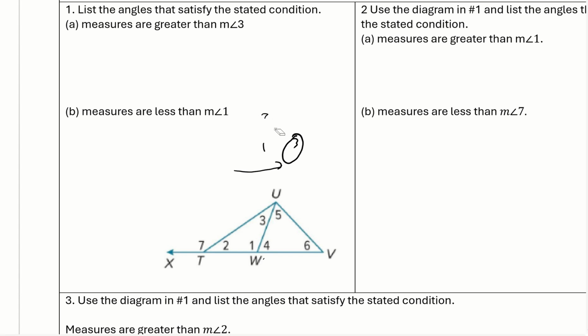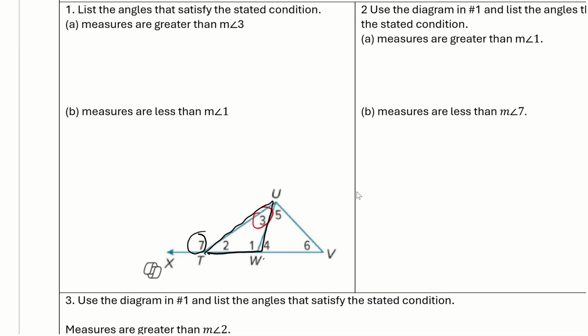All right, so that's what it says. So how do we apply it? Which angles are greater than angle 3? Angle 3, notice, is an interior angle. So if I use this triangle as an example, then angle 7 is an exterior angle to that. And so angle 7 must be greater than angle 3, right? So I can use that as my example.